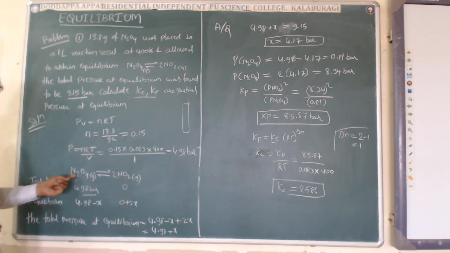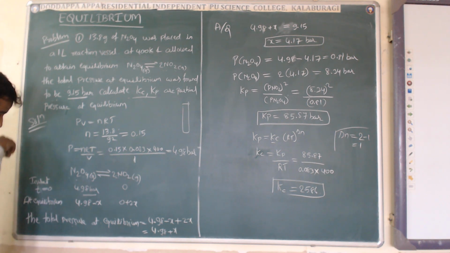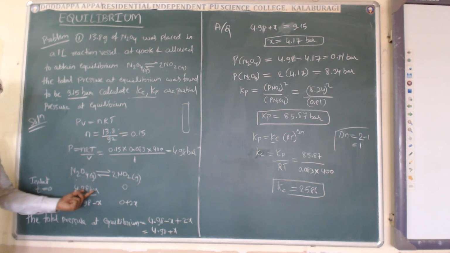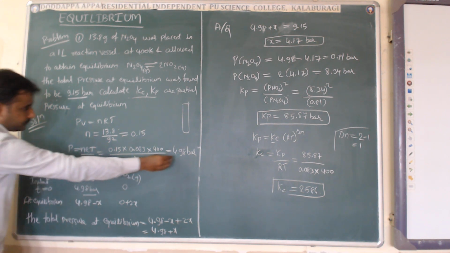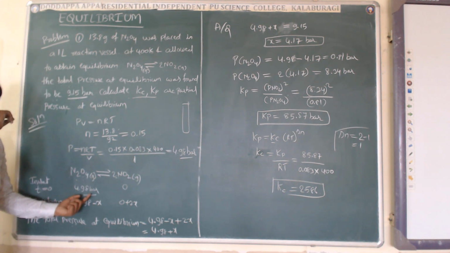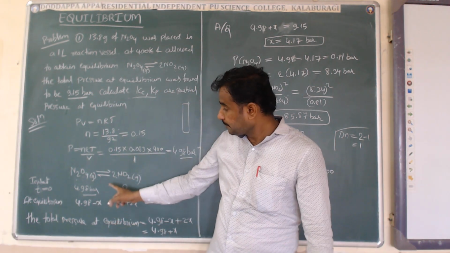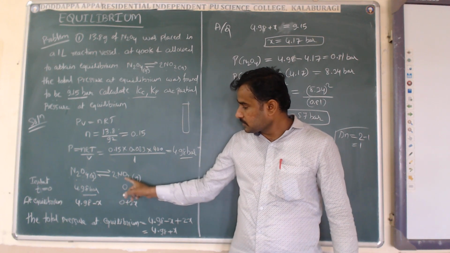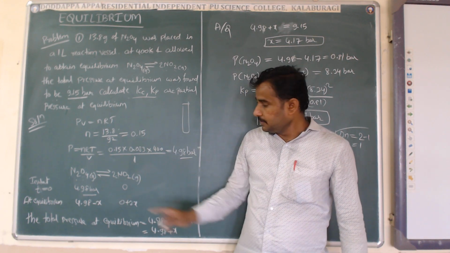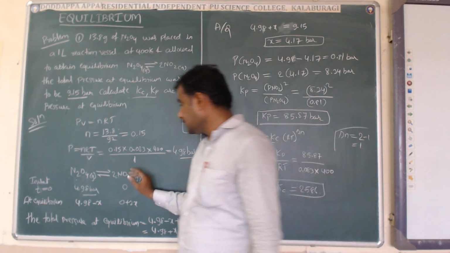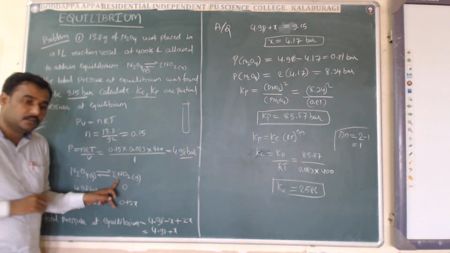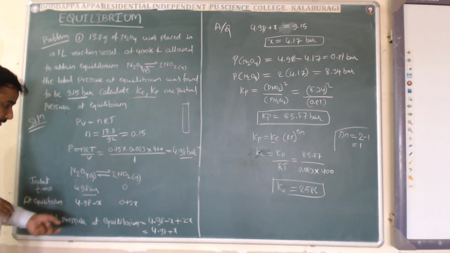In this reaction, first you have to write the reaction: N2O4 gas is converted to NO2 gas. At time t equal to 0, initially, the pressure of N2O4 is 4.98 bar, which I have got here. The products I have kept at 0. Why keep them at 0? Because initially the product is not yet formed. NO2 is not formed, so the pressure is 0 here.